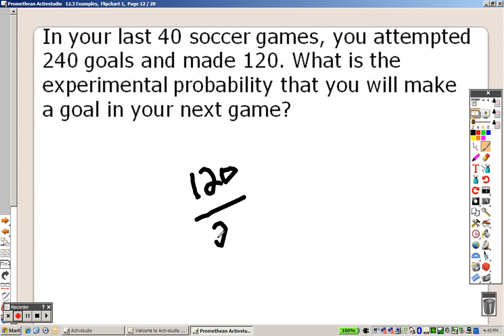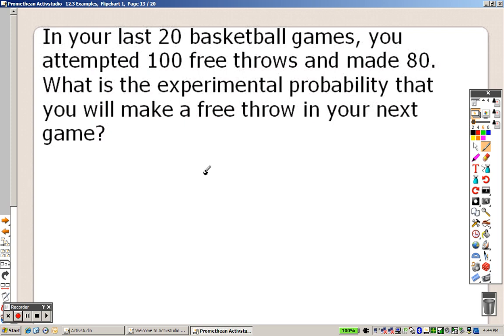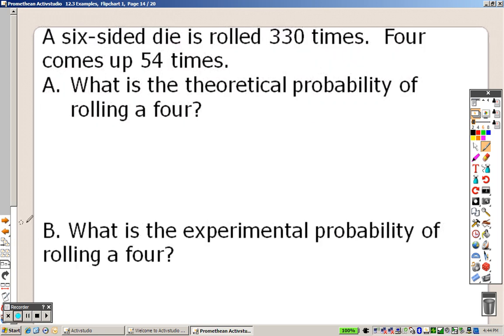120 over 240 is the experimental probability in this one because it says you made 120 out of 240, which simplifies to 1/2, which is 50%. So you're making about half of your goals. In the basketball game, you made 80 free throws out of 100, which is 4/5, which is 80% of your free throws that you made.